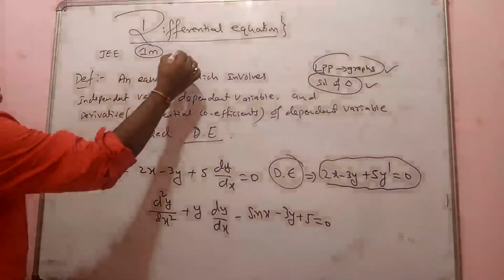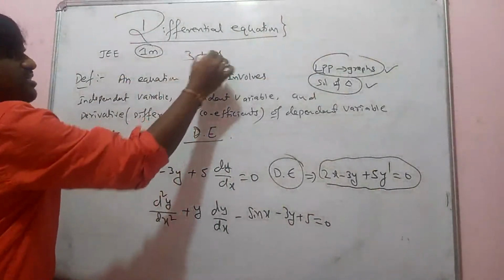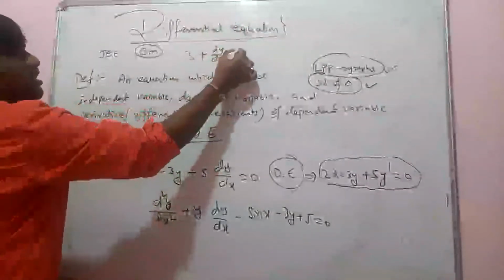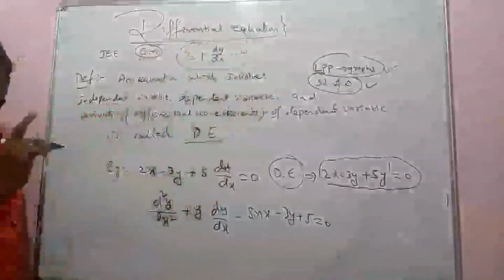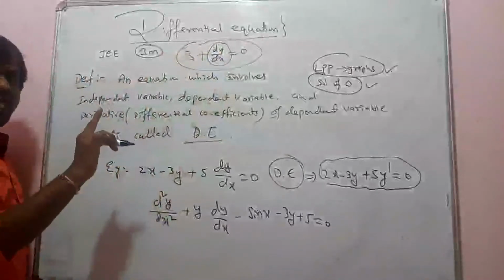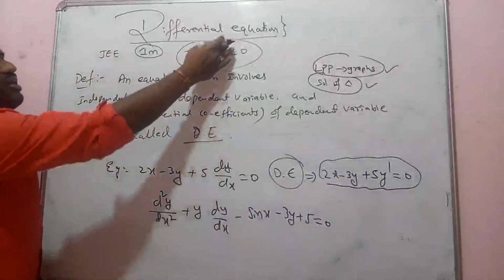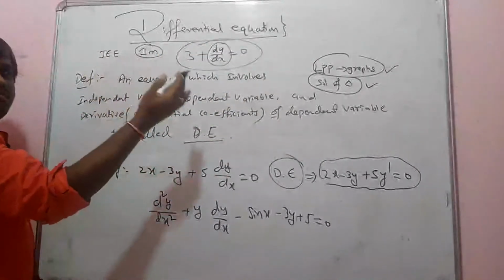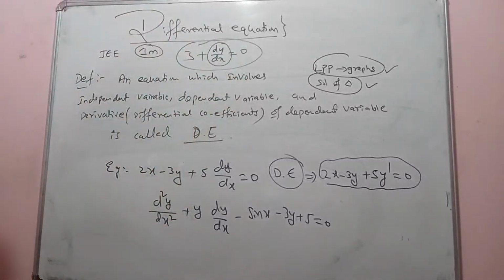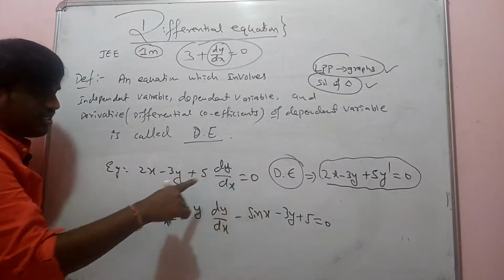A differential equation is nothing but, suppose you have a number, 3 plus 3x. X is there, not a problem. 3 plus dy by dx is equal to 0. Such equations are called differential equations, meaning dy by dx must be there, and with that some variables and some constants should be there. So dy by dx with the addition of some constants and variables, such equations are called differential equations. So 2x minus 3y plus 5 into dy by dx is a differential equation.